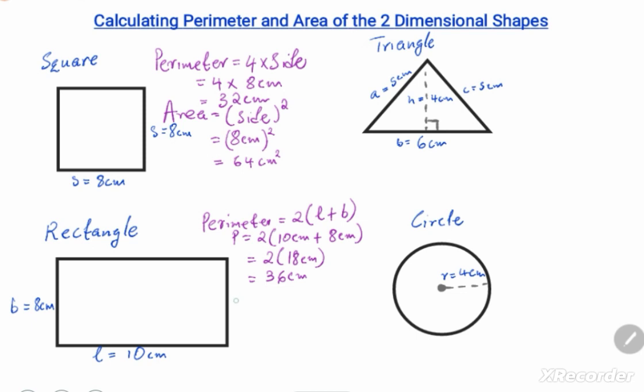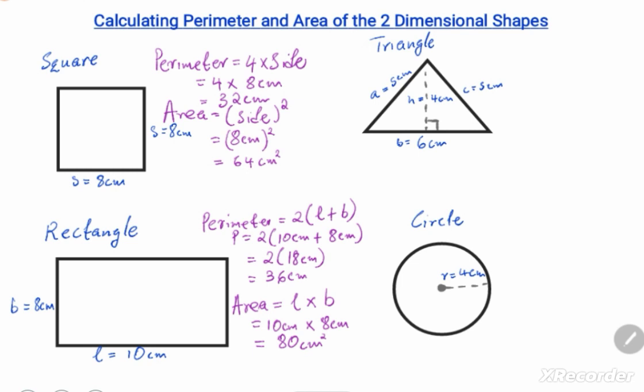Next, we calculate the area. So we say area, the area of a rectangle will be length times breadth. It's the famous one. So we can simply say this will be 10 centimeters for the length multiplied by 8 centimeters for the breadth. So this will give us 80 centimeters squared.